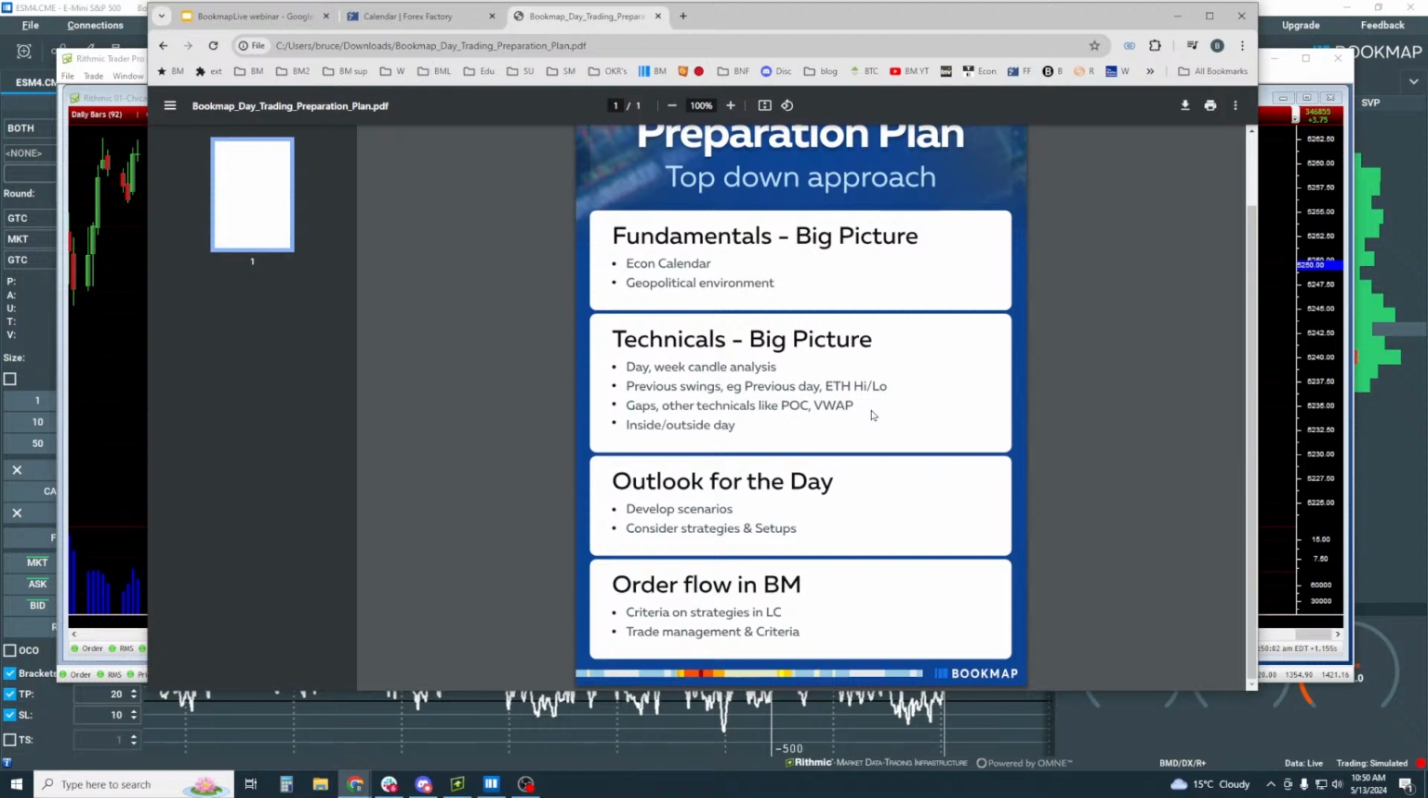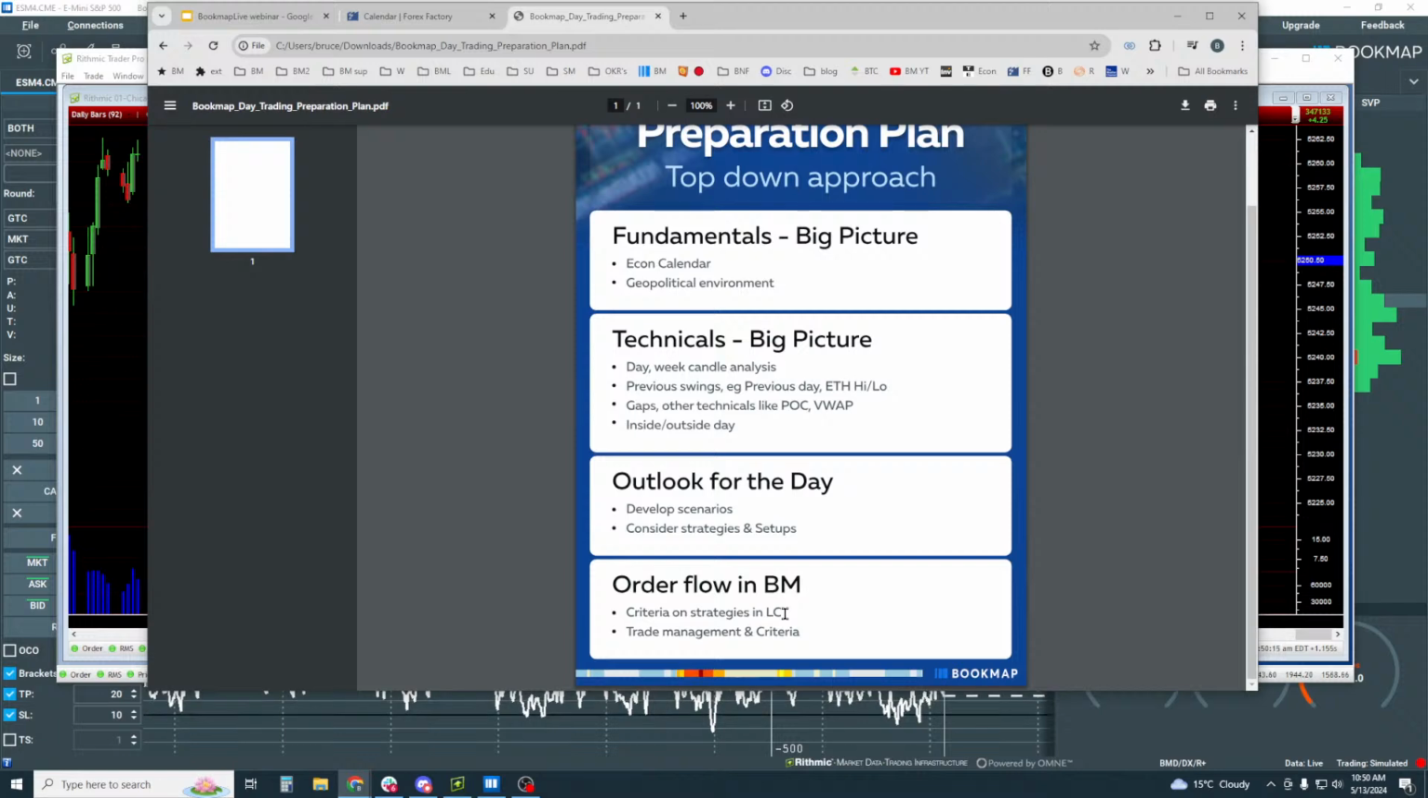Because we have a lot of data later in the week, we're looking for pretty choppy action. Now we can look at our trade criteria and strategies from the Bookmap Learning Center, and then also our trade management once we get into a trade here.